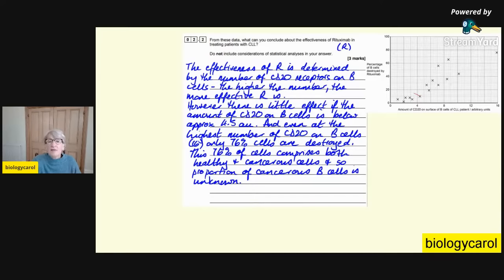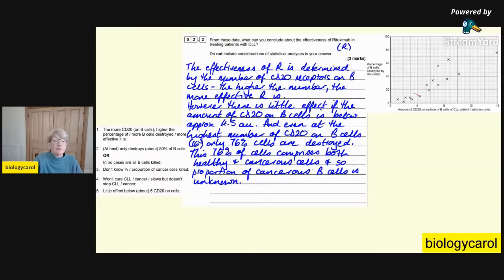And as I was writing this sentence here, it suddenly dawned on me that in my little diagram that I put next to the blurb at the top of the question, I'd noticed that the cells will consist of both healthy and cancerous cells. And because this is about treating patients with CLL, getting rid of the cancer, I just noted that 76% of cells was both healthy and cancerous, and therefore the proportion of cancerous cells is unknown.